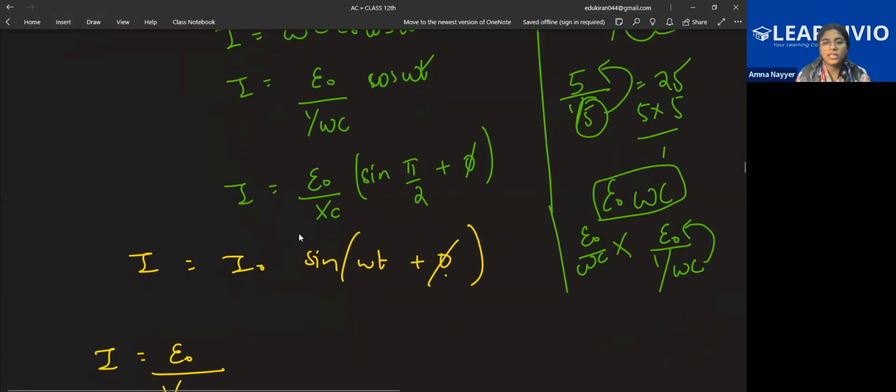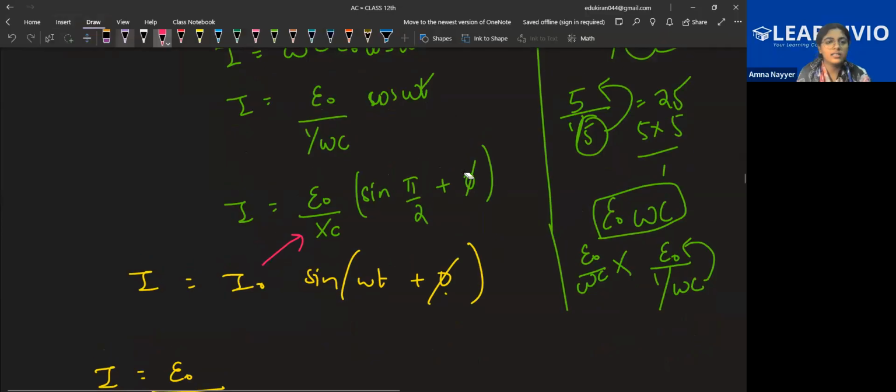See, I naught is E naught by XC, omega sine omega t plus phi. See, this is not phi, this is omega t. This is omega t. Okay.